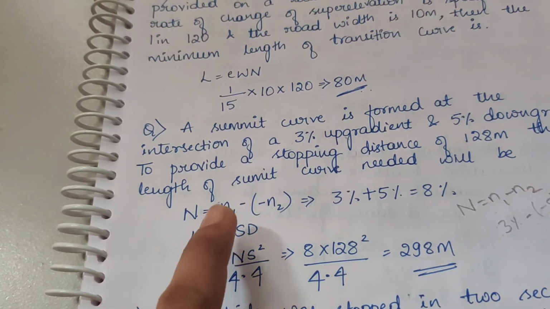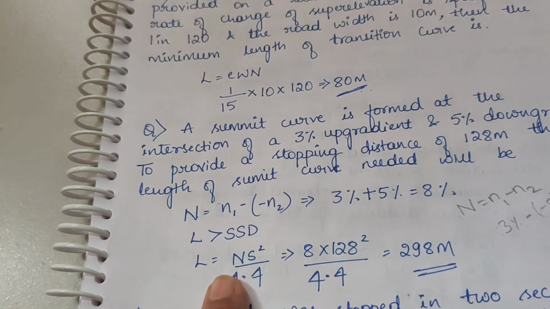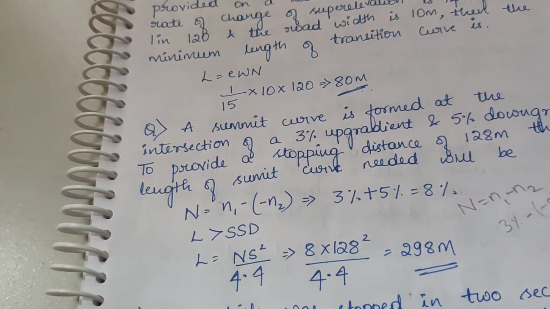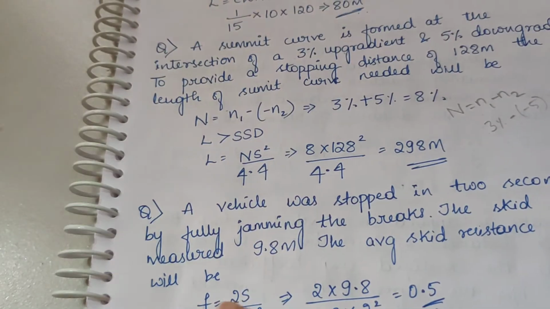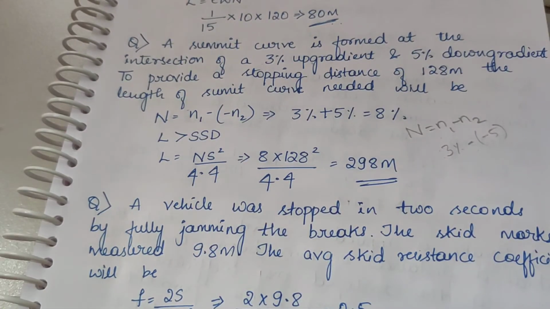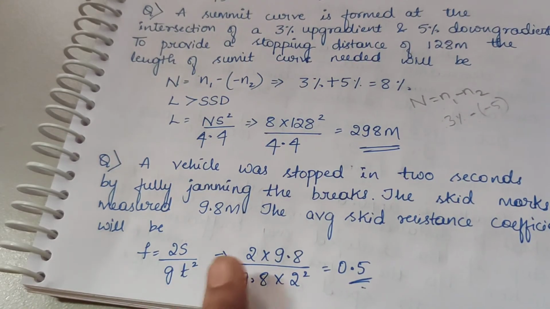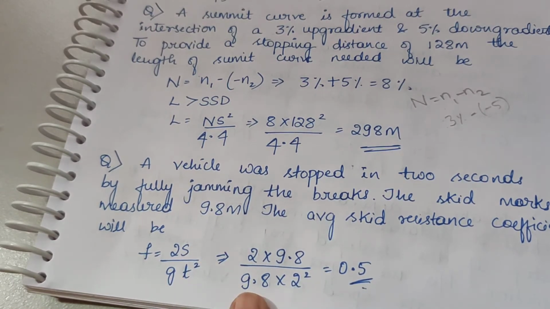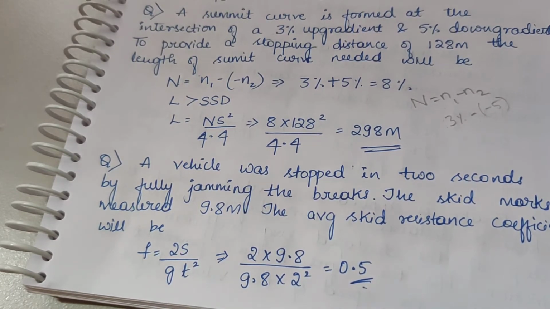Since they have asked you to calculate the length of the summit curve, it is Ns squared by 4.4. This you don't forget, Ns squared by 4.4. Substitute, you get 298 meter. A vehicle was stopped. This is the average skid resistance formula. F is equal to 2s by gt square. Here s is the 9.8 skid marks, g is 9.8 into 2 square, and F is 0.5.